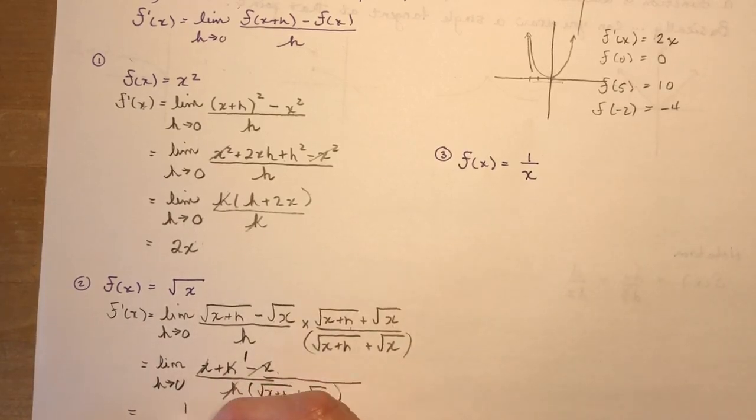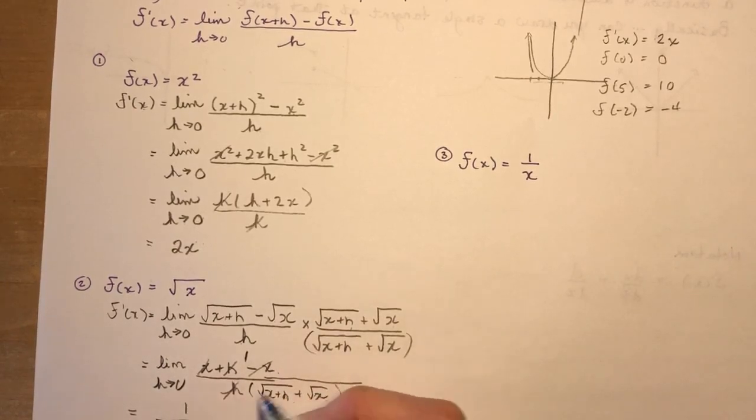And so I have 1 over, and I plug in my 0 here. So I have the root of x plus the root of x. What's root x plus root x? 2 root x's, right? Don't make that mistake. Some people sometimes multiply them and do something silly.